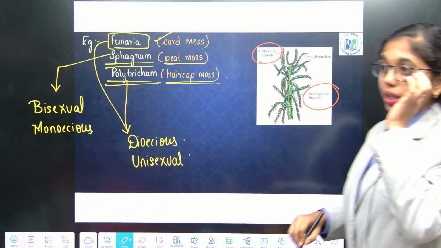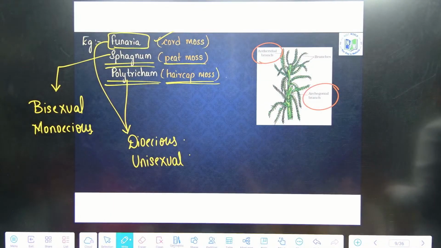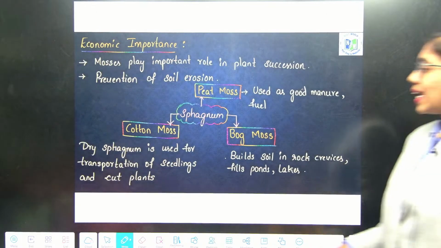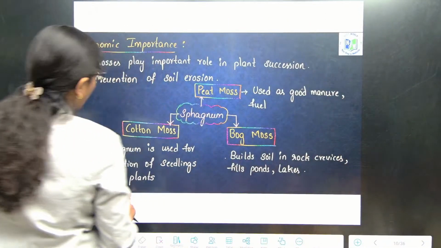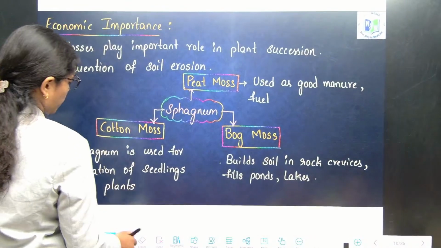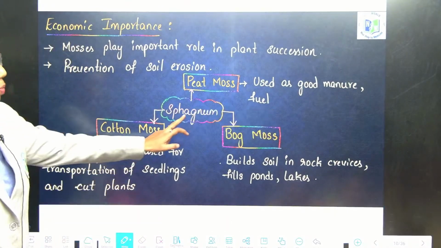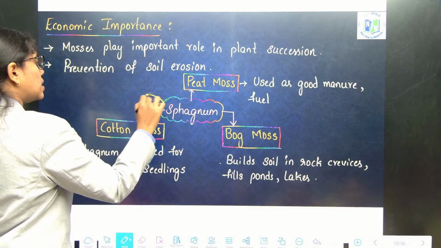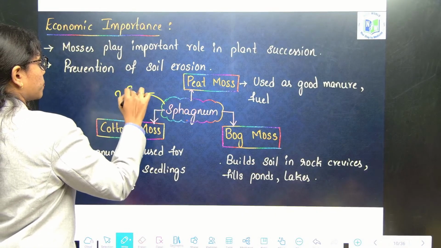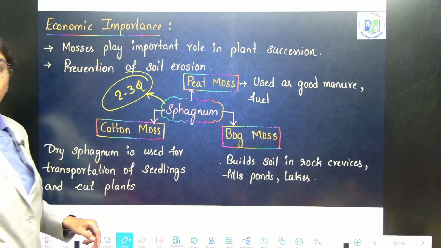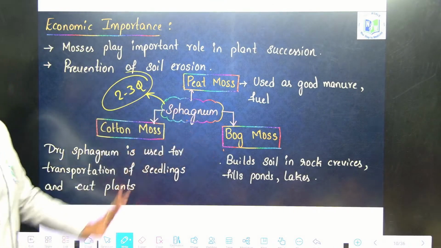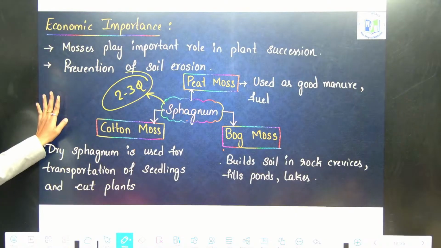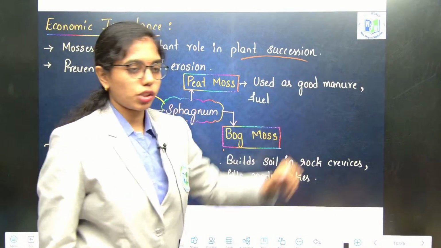Clear everybody with liverworts and mosses? Next is the economic importance of bryophytes. From Sphagnum itself, if you consider the previous year questions, you can easily see 2 to 3 questions on peat moss, bog moss, cotton moss. Okay. So, mosses play a major role in plant succession.